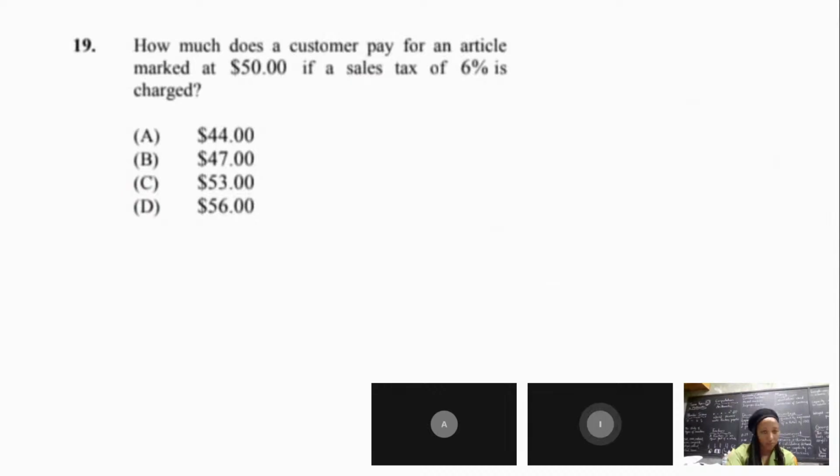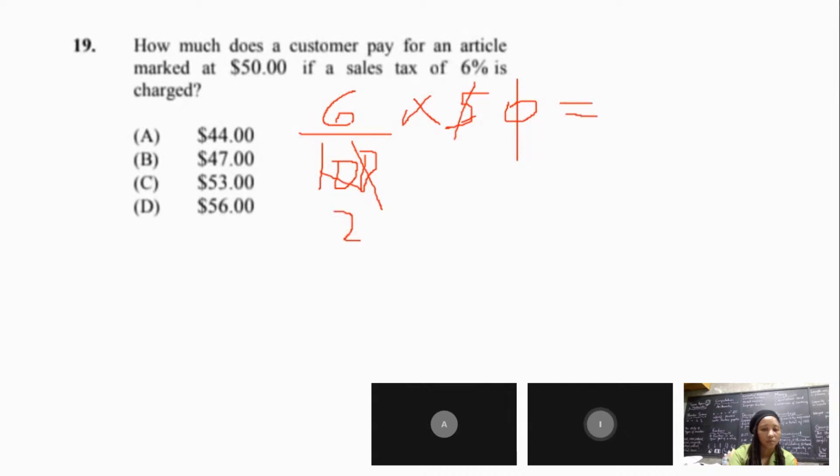Number 19. How much does a customer pay for an article marked at $50 if a sales tax of 6% is charged? We should find 6% of $50 and then add it back to the $50. So 6% of 50 would be 6/100 times 50 over 1. 50 and 100 cancel, so that's 1 and 2, and 2 into 6 goes 3 times. So that would be $3. And then you'd add that back to the $50, so that would be $53, which is C.